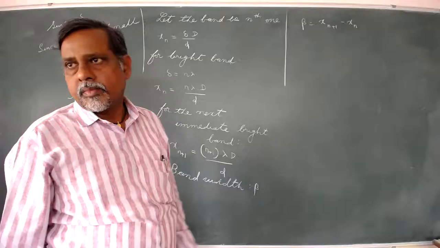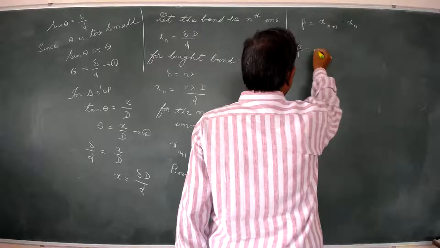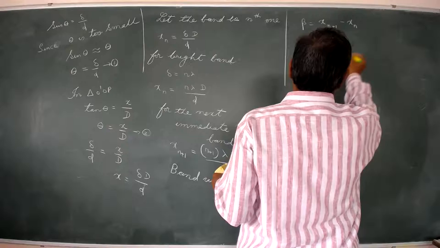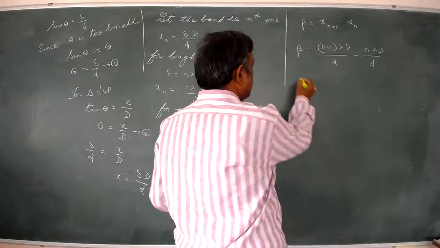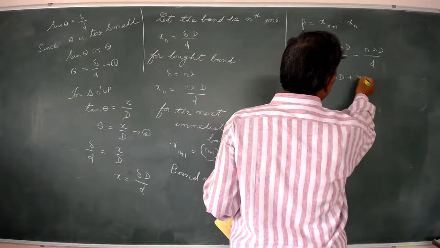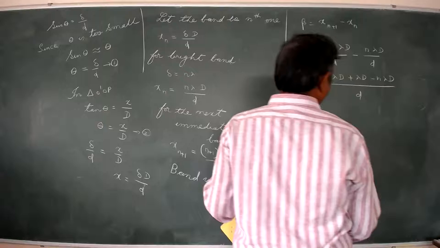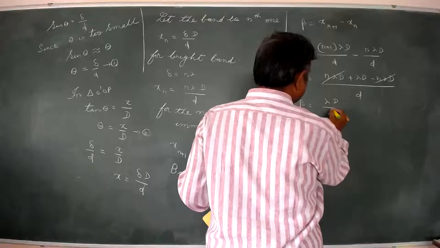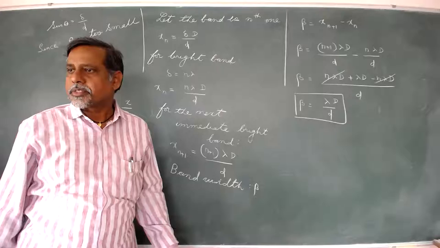Now look at this. Beta is equal to n plus 1 into lambda capital D by small d minus n lambda capital D by small d. So beta is equal to n lambda D plus lambda D minus n lambda capital D divided by small d. These two things will get cancelled out. So beta is equal to lambda capital D by small d. This becomes the bandwidth.